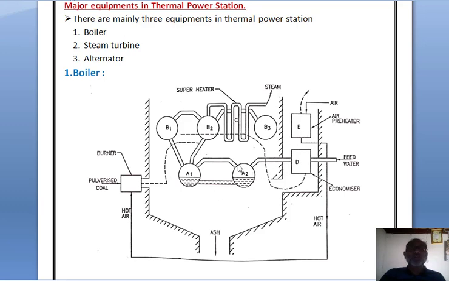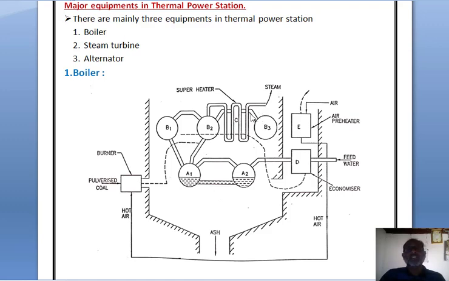Due to the combustion of coal in the boiler, flue gases are produced. Now these flue gases pass through this superheater, which converts wet steam into dry steam, because the moisture present in the steam is removed by the flue gases in the superheater. That means the superheater provides dry steam.